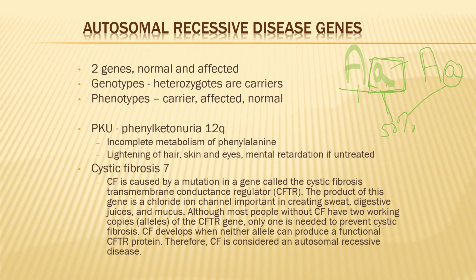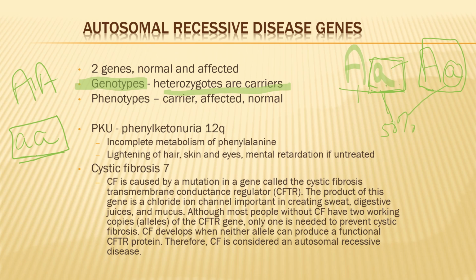So with the autosomal recessive disorders, the genotype of someone who is a heterozygote is a carrier. A person who has two dominant genes is normal. A person who has one dominant and one recessive is a carrier. And then a person who has two recessive genes has the disorder. So a carrier has one dominant, one recessive. Someone who has the disorder has two recessive, and a completely normal person would have two dominant.